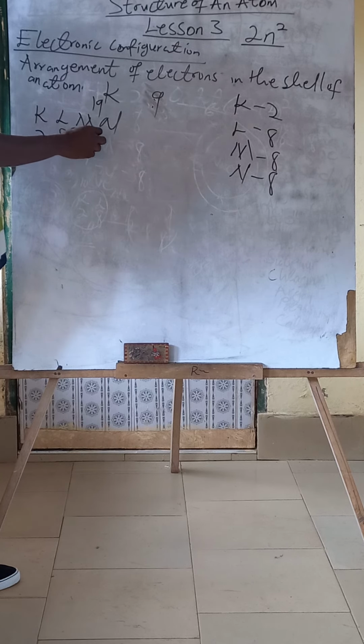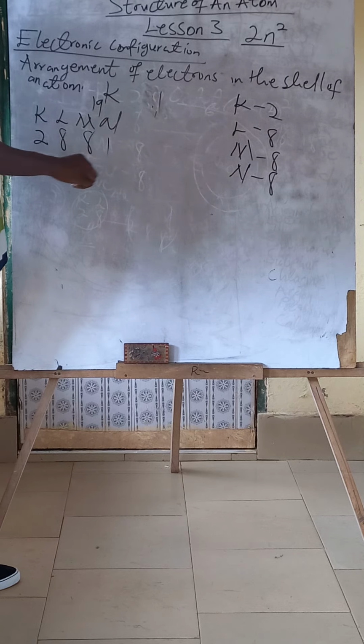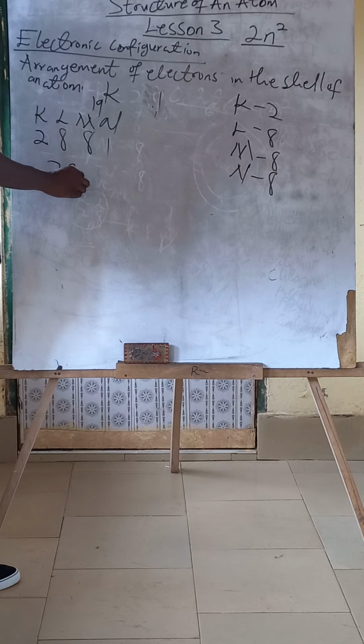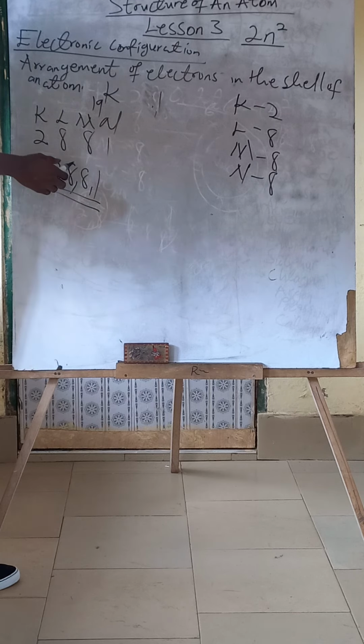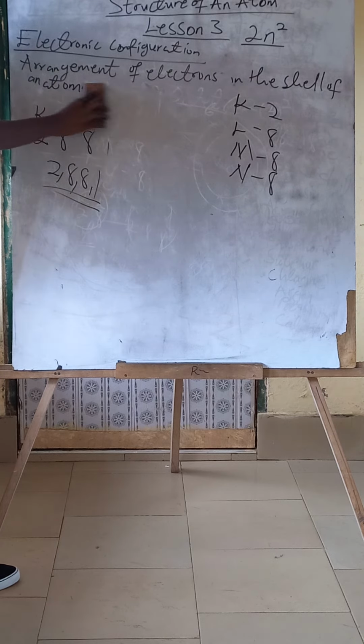The M shell takes a maximum of 8. We now have 1 electron left. And we put that 1 electron inside the N shell. So the electronic configuration for potassium is 2, 8, 8, 1. So in exam, this is how you write the electronic configuration: 2, 8, 8, 1 for potassium. Let us move to other atoms.